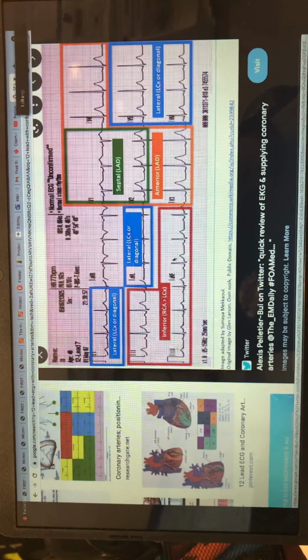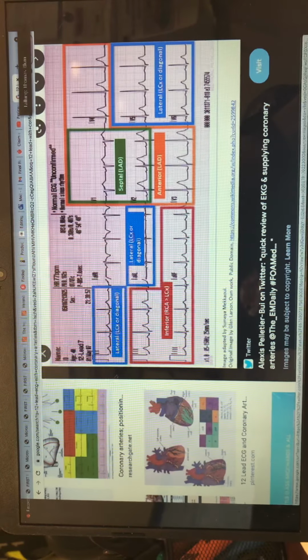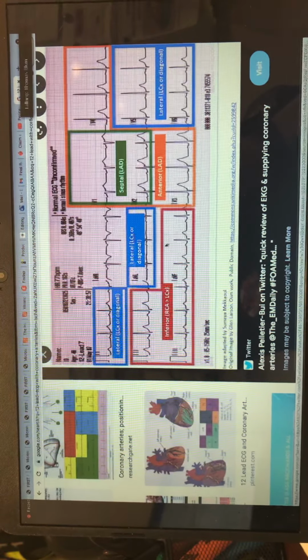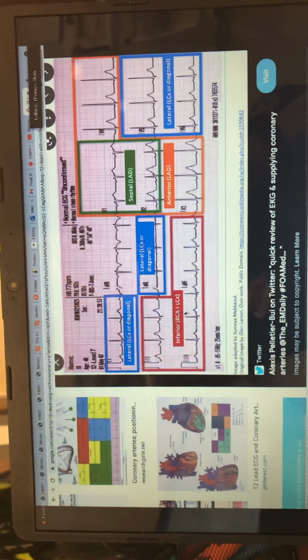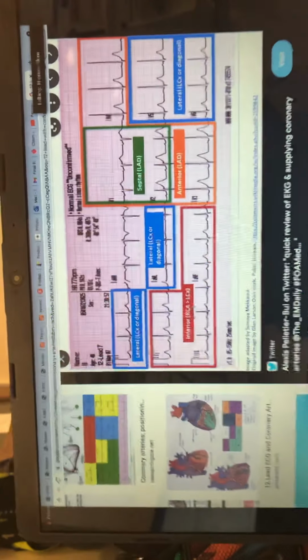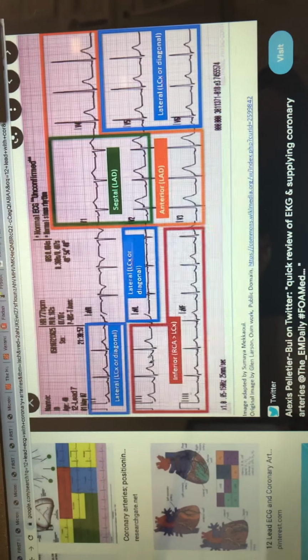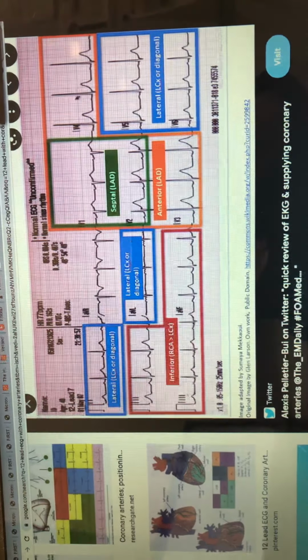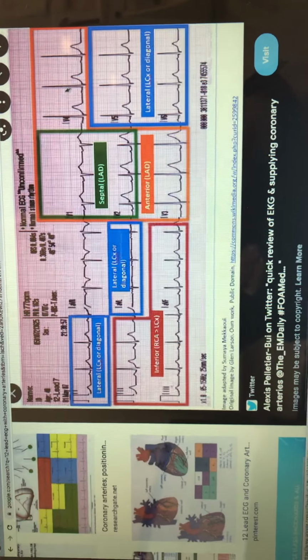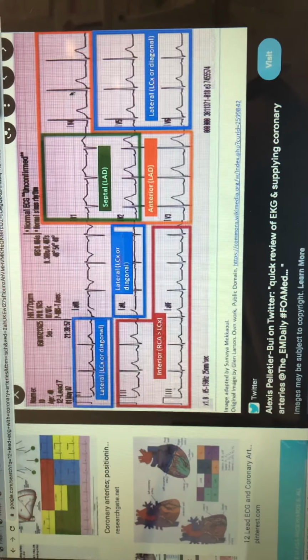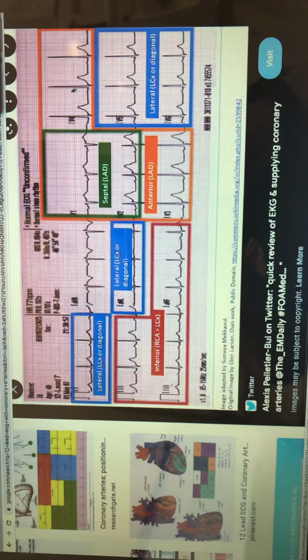So once again, I've got my reciprocal view here, and I'm looking at my inferior wall, which is 80% of the time perfused by my right coronary artery. Because if I have ischemic or injury-based ECG changes, I want to do a V4R to see if my right ventricular wall is involved as well. Now, why is that such a big deal?